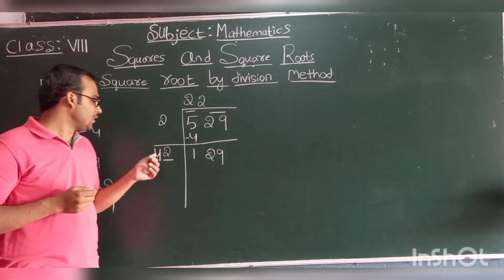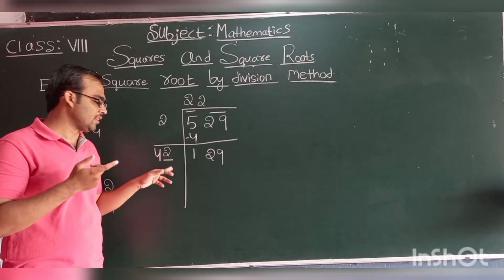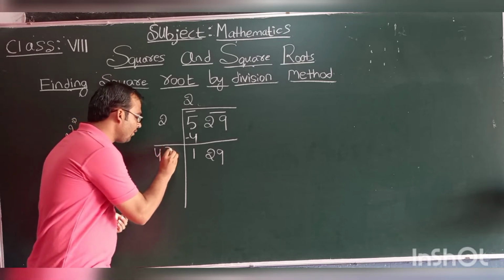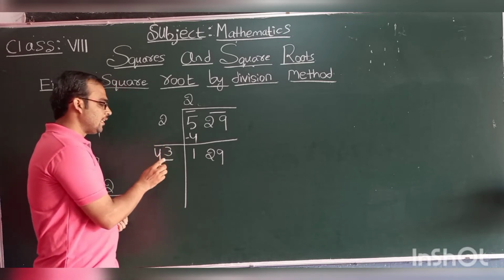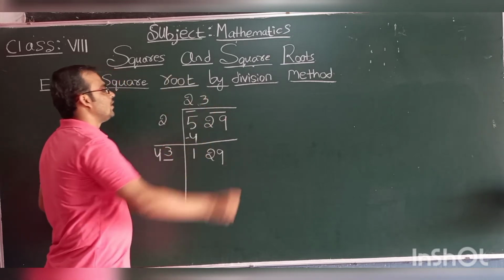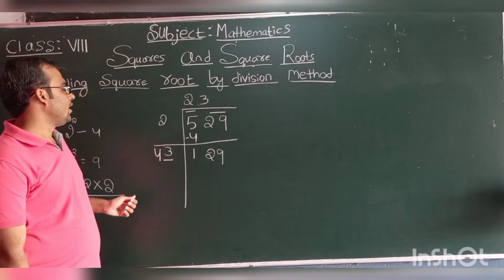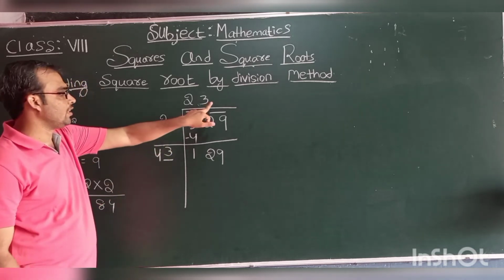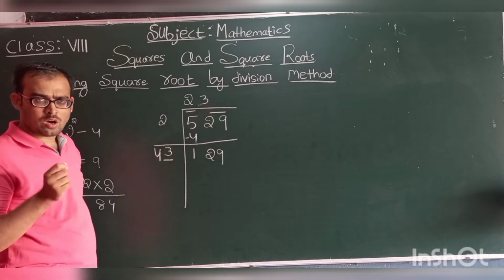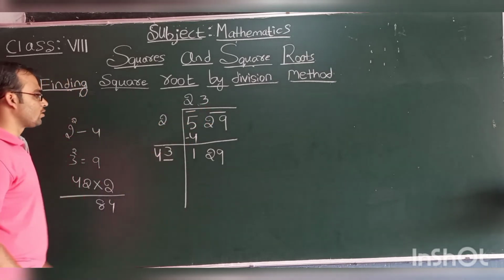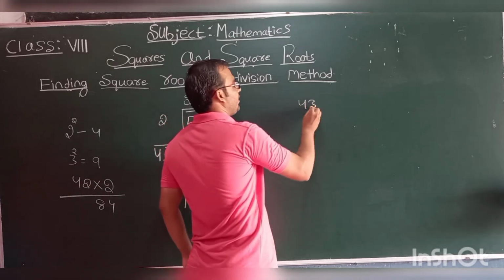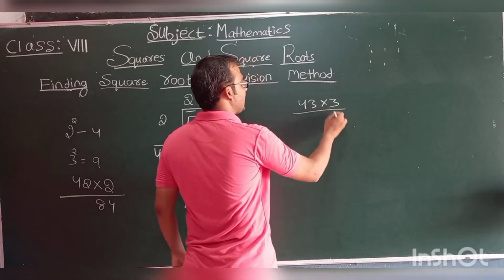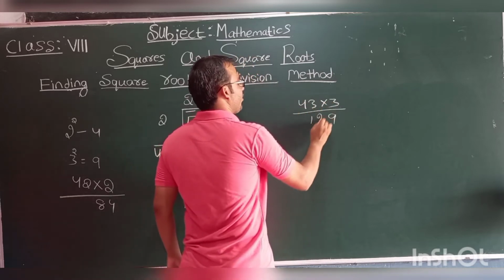Instead of 2, we will fill this blank with the number 3. If you are filling this blank with the number 3, then the same number we need to write as the new digit in the quotient. Now what is the condition? The product of this divisor and the new digit in the quotient must be equal to or less than this number. So now let us check. 43 into 3: 3 3s are 9, 4 3s are 12.